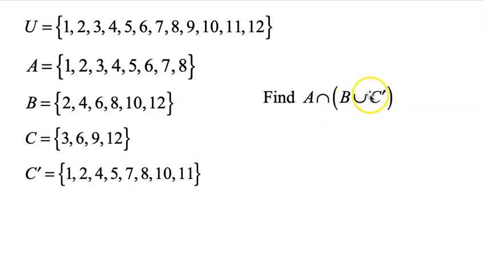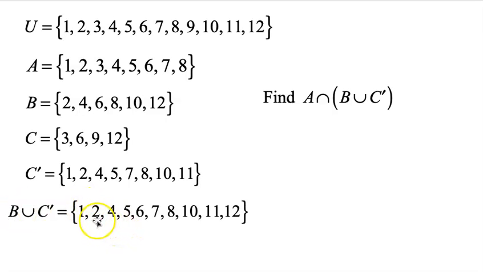I'm going to do B union C complement next. What is in B or C complement? Well, let's go. 1, yes, is in C complement. 2, yes, is in both. 3 is in neither, so we're skipping 3. 4 is in both. 5 is in C complement. 6 is in B. 7 is in C complement, 8 is in B, 9 is in neither, skip 9, 10 is here in B, 11 is in C complement, 12 is in B. So we have an awful lot in there. What did I skip? I skipped 3 and 9, and I believe that's it. So that is our set B union C complement, either in B or not in C.